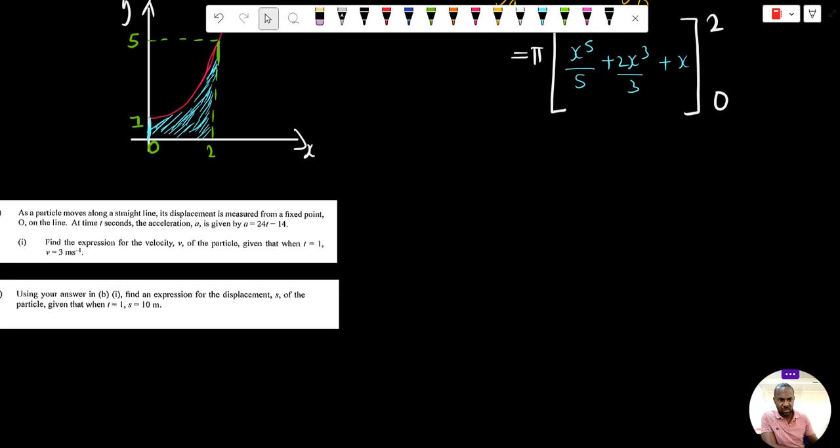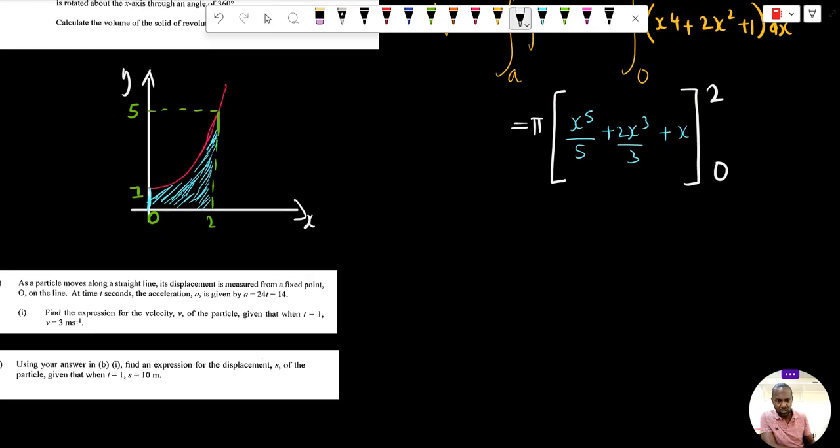So the first case is, of course, when x equals 2. And once again, we must remember to keep our pi on the outside. So we have pi. When x equals 2, this becomes 2 to the 5, which is 32 over 5. Then we have plus 2 times x cubed. 2 cubed, that is 8. And 2 times 8, that is 16. So this is plus 16 over 3. And then this is plus 2.